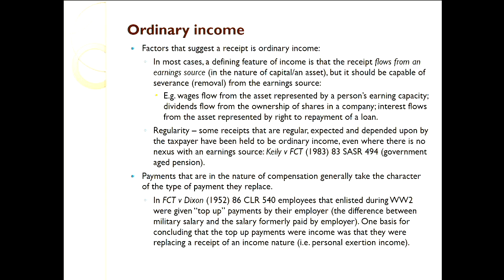For instance, in the Kiley case, it was concluded that the government age pension is income. There's no nexus with an earnings source. You just get this payment from the government. But simply because it's regular, relied upon, it's considered income according to the tax law. So any regular payment from government could be, like, youth allowance payments, right?